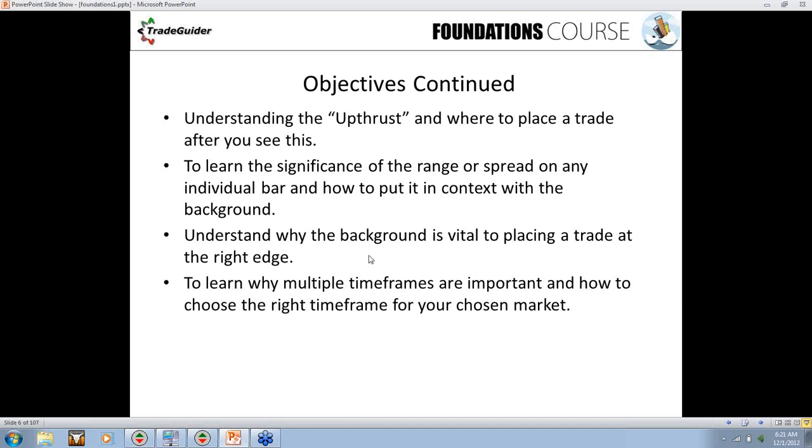We're going to learn why you don't just look at one time frame. You should look at more than one. I actually use 4 time frames when I'm trading. And next week, when we go through the trading plan, we will go through the time frames that I trade for each of the markets I trade.